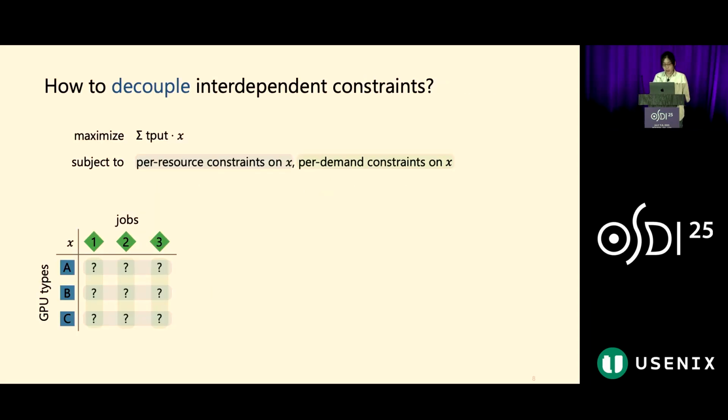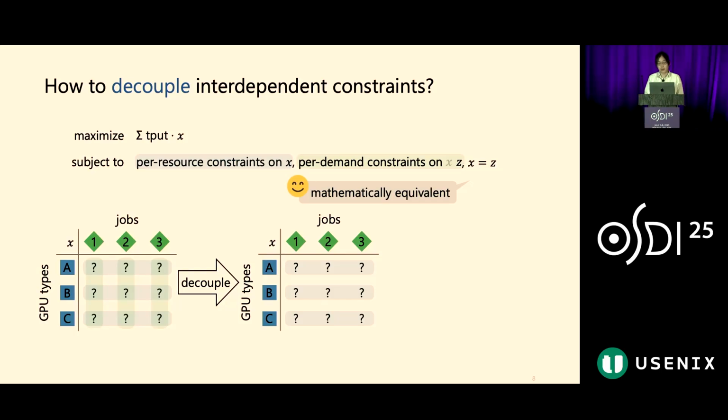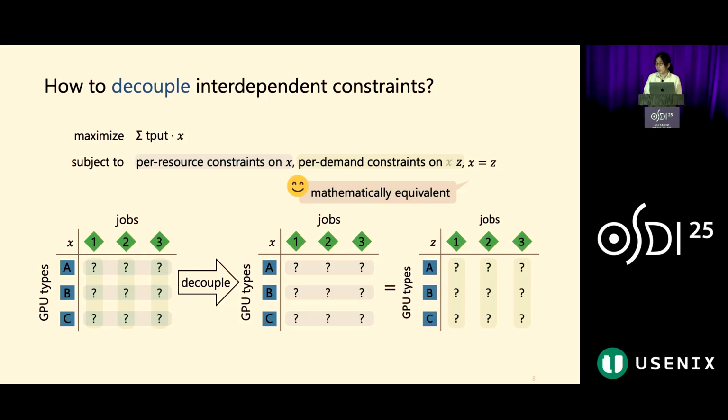To tackle this challenge, we need to decouple these interdependent constraints. Now let's look at the optimization form of the previous example. We start with the allocation matrix X, where the goal is to maximize the total throughput with per resource constraints on the rows and per demand constraints on the columns. To decouple the constraints, we introduce a copy of the matrix called Z and move the demand constraints to Z. We also add one more constraint to keep X equal to Z. So the transformed problem is still mathematically equivalent to the original. Now the resource constraint stays on the rows of X, while the demand constraints are on columns of Z.